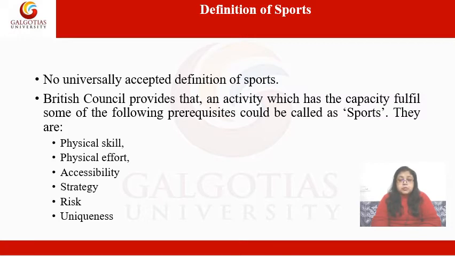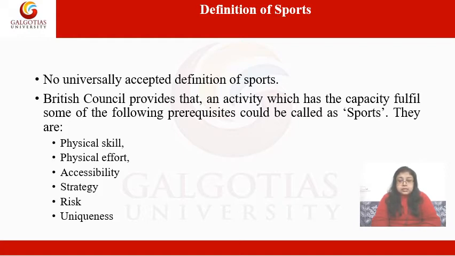So the British Council provides that an activity which has the capacity to fulfill some of the following prerequisites could be called sports. The requisites which they have outlined are physical skill, physical effort, accessibility, strategy, risk and uniqueness. Now according to the British Council, if a person is involved in any activity where the person is utilizing his or her own skill, there is some effort which the person is equipping while carrying on that activity.